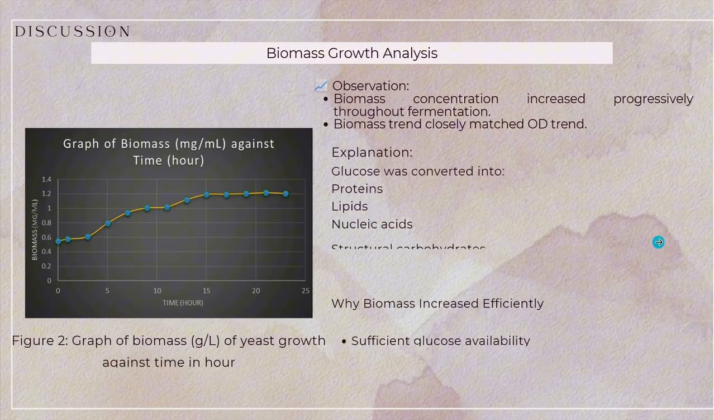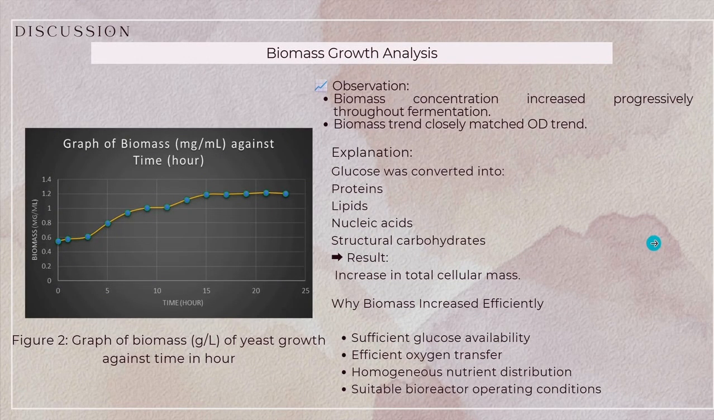Figure 2 shows that biomass concentration increased continuously throughout the fermentation process. The biomass closely corresponded with the optical density trends, indicating that OD measurement was reliable for estimating microbial growth. The increase in biomass concentration occurred because glucose was actively converted into cellular components such as proteins, lipids, nucleic acids, and structural carbohydrates required for cell growth and proliferation.